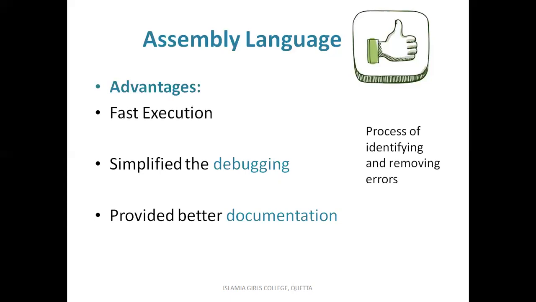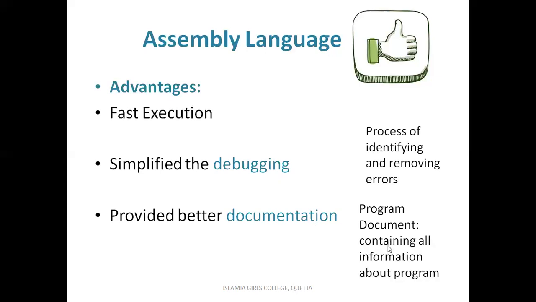Next point is that it provides better documentation. What do we mean by documentation? There is a document which is called a program document. This program document contains all the information about the program, such as why this program is written and how this program works. So when we write the code in assembly language, it also improves the documentation as compared to when we were writing the code in machine language.